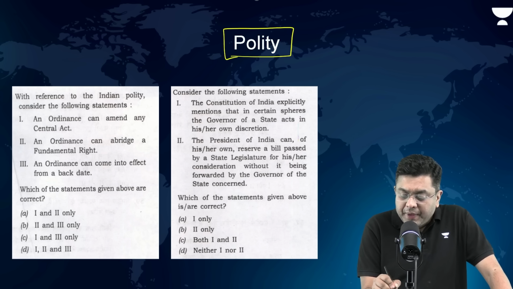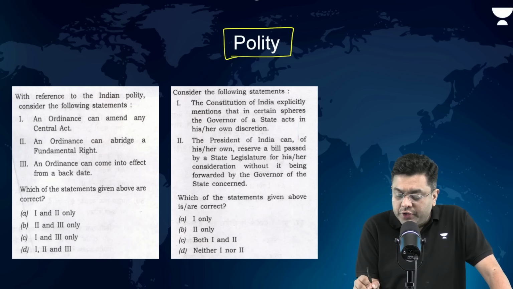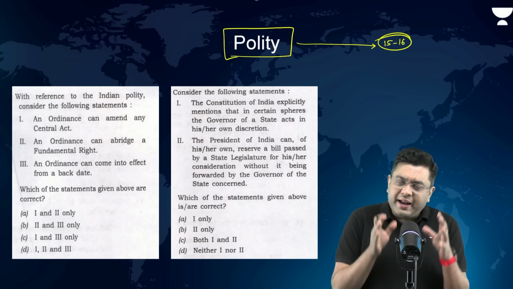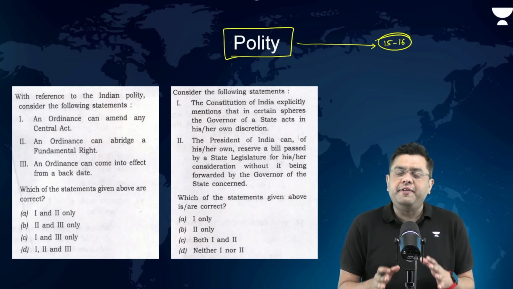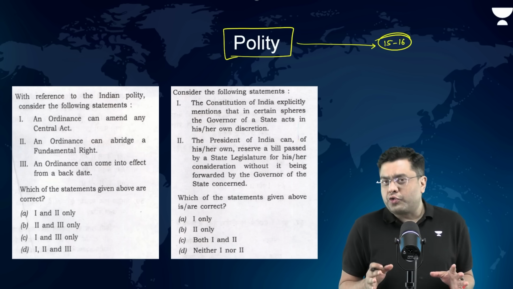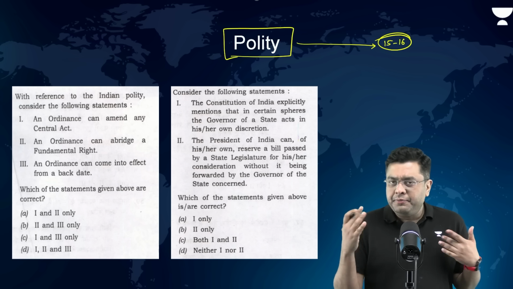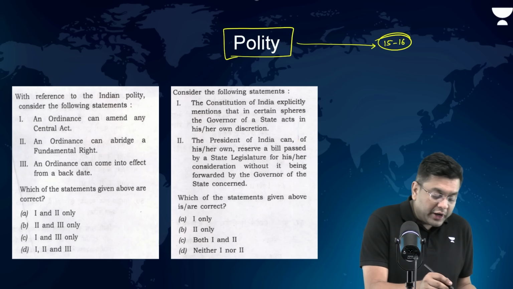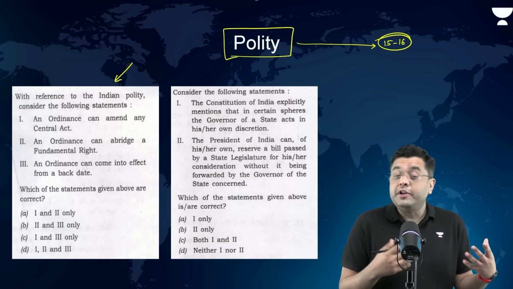Again, every year, around 15 to 16 questions are asked from polity. Now, even if you have read and revised the basic book of Lakshmikant at least twice or thrice and taken up multiple MCQs, then you will have a lot of questions. For example, what is an ordinance?